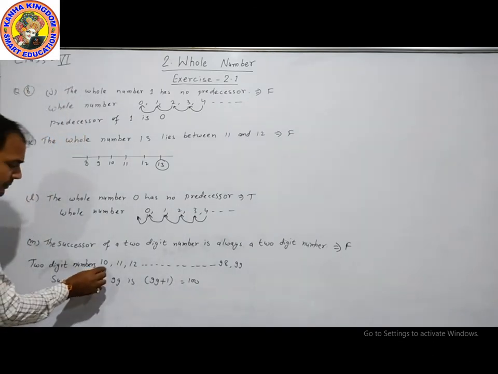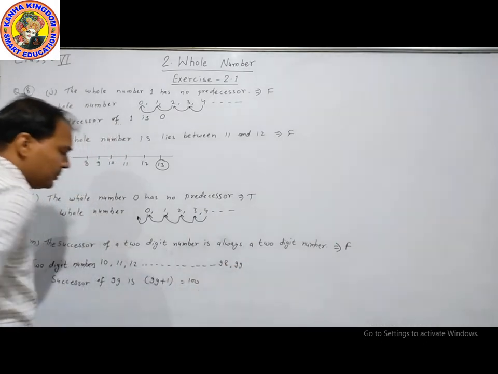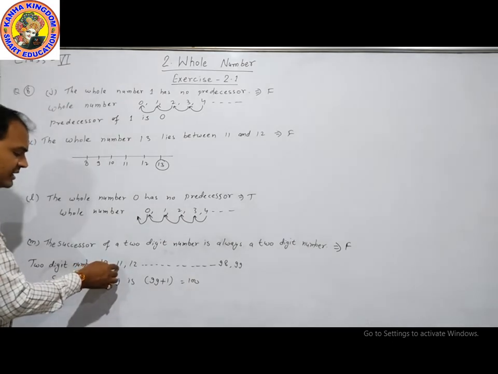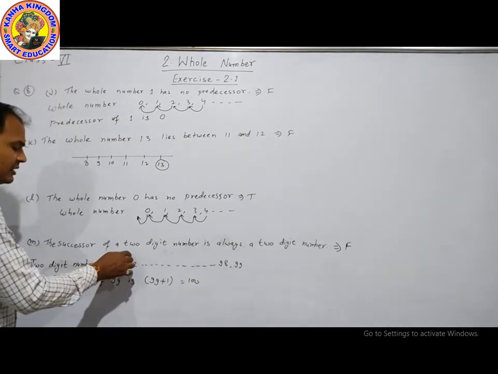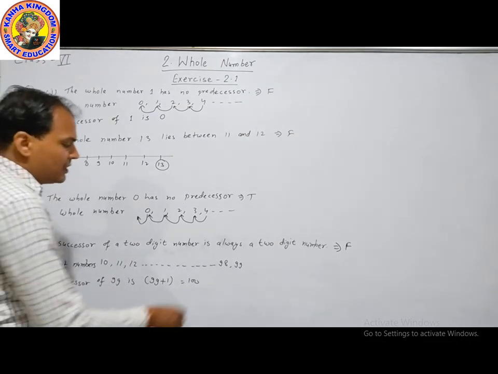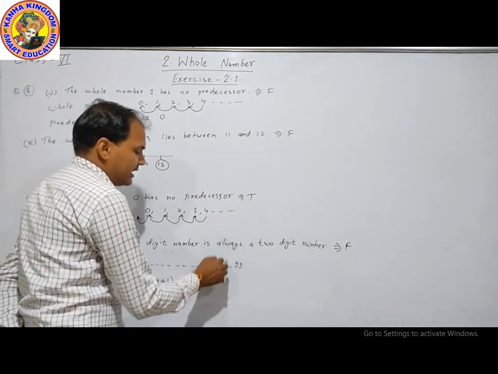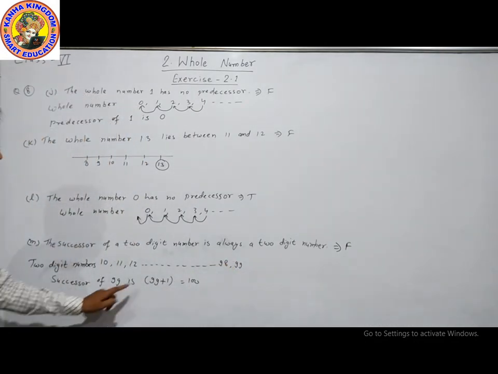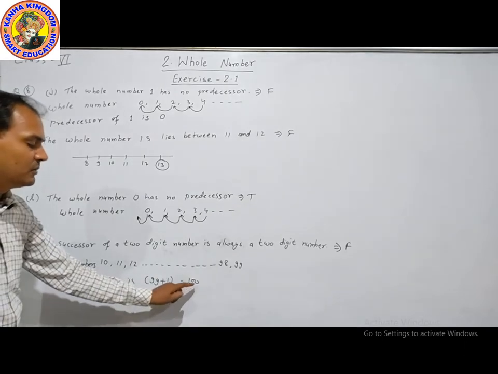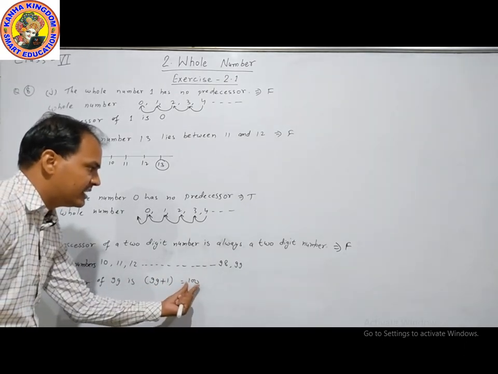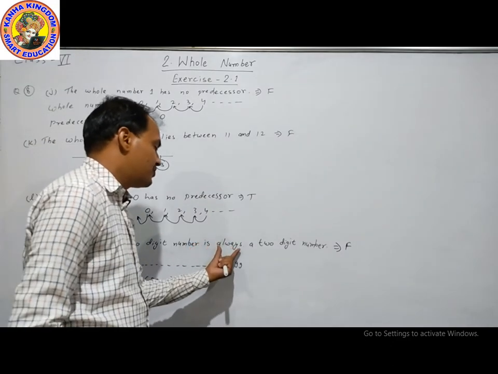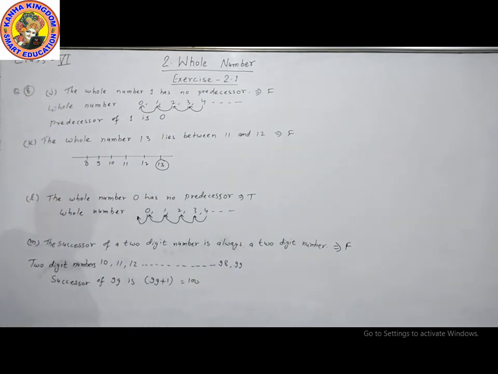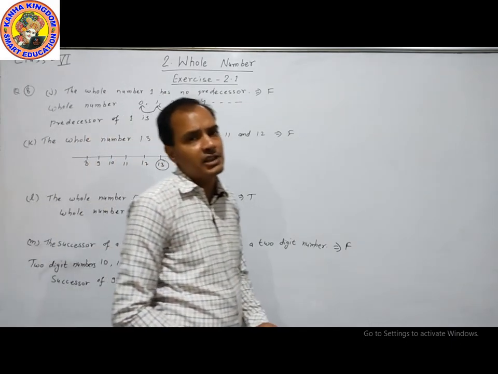The successor of a two-digit number is always a two-digit number. Two-digit numbers start from 10 and end at 99. Successor is our next digit. The next digit of 10 is 11. This is two-digit. The successor of 11 is 12. This is two-digit. The successor of 98 is 99. This is two-digit. But the successor of 99 is 99 plus 1, which equals 100. 100 is a three-digit number. So the answer will not always be a two-digit number. The statement is false. You can take a screenshot of this.